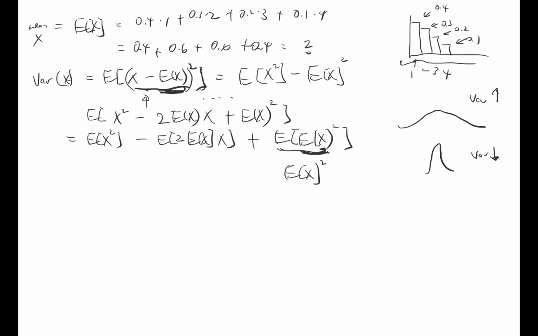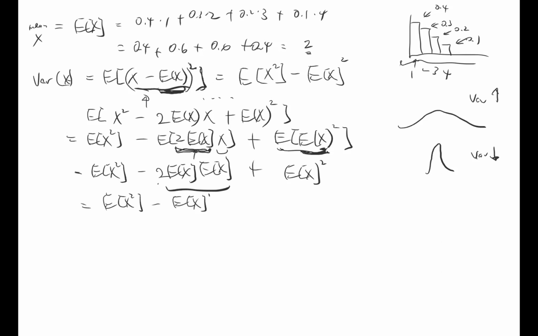And for this guy here, this whole thing is just a constant, so I can pull it out. So it's equal to expectation of X and expectation of X here, right? So therefore I get 2 times expectation of X, squared. So this thing is just expectation of X squared minus expectation of X, squared. So okay, that's mean and variance.